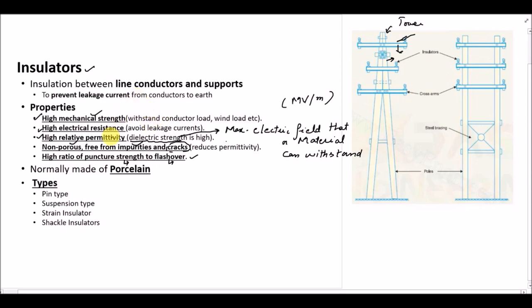So these are a few properties of the insulator. Normally these insulators are pin type insulators, which I will explain later in the lecture. All insulators are normally made of porcelain, but some are made of glass nowadays. There are four different types of insulators. First, pin insulators, in which the conductor is placed over the insulator. Then we have suspension insulators, in which discs are attached to each other through a metal link. Then we have strain insulators, which are placed at points where we have high tension in the conductor wires. And lastly, we have shackle insulators, which we usually don't use, but this is one type of insulator that was also present.